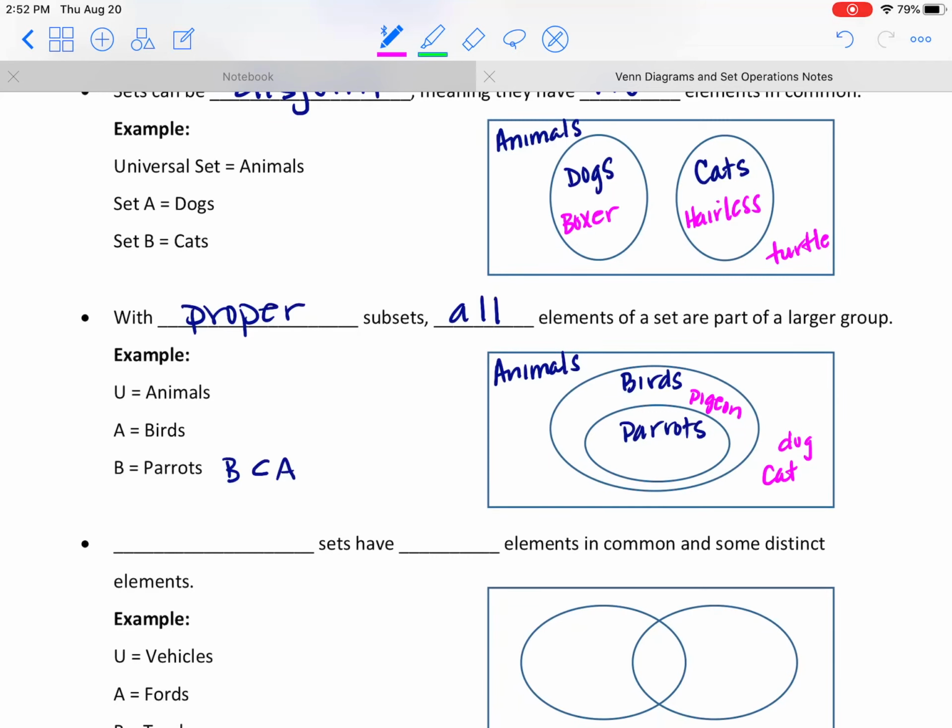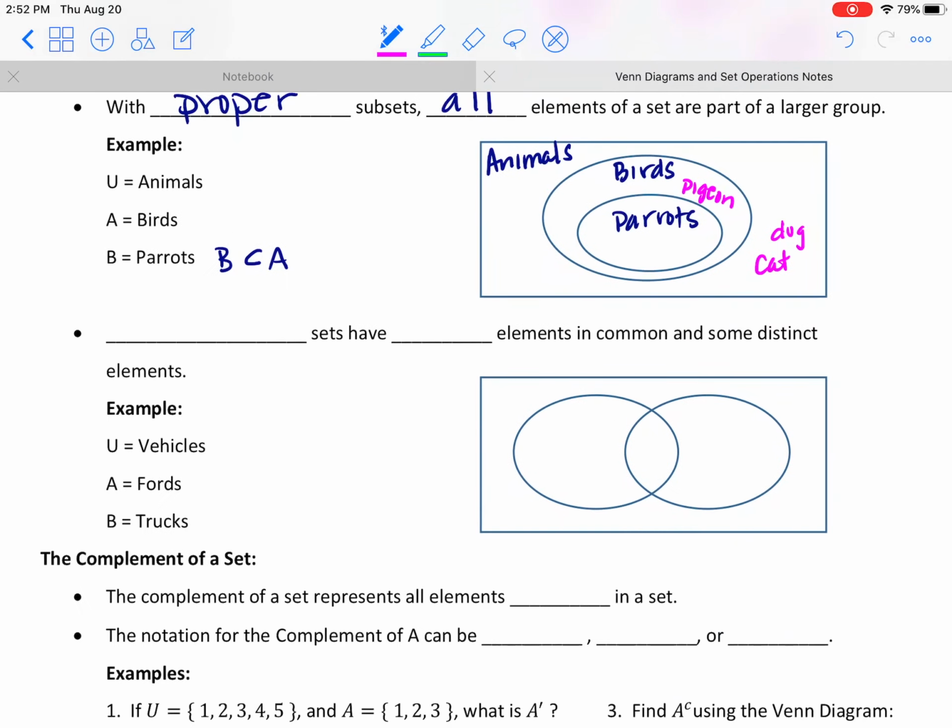So those are not as common as the third type that we see here. The third type, this is the one again that we probably picture when someone says Venn diagrams.